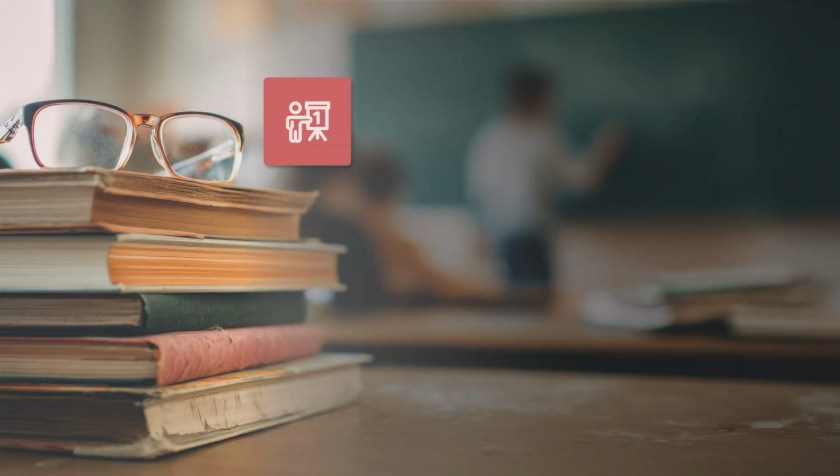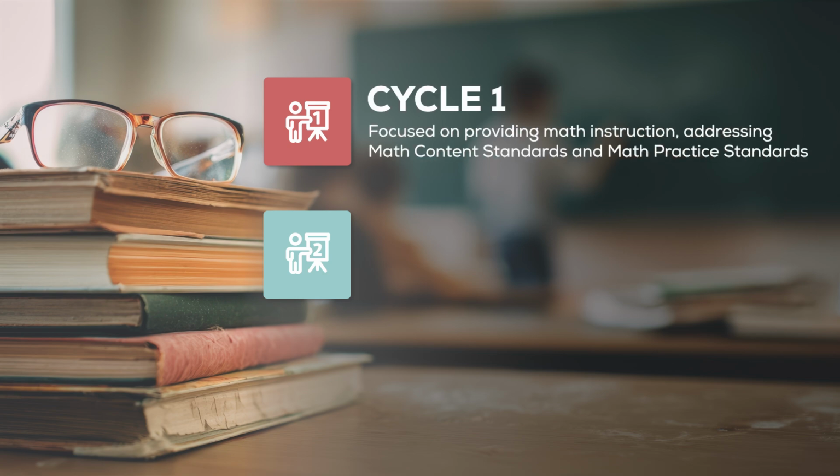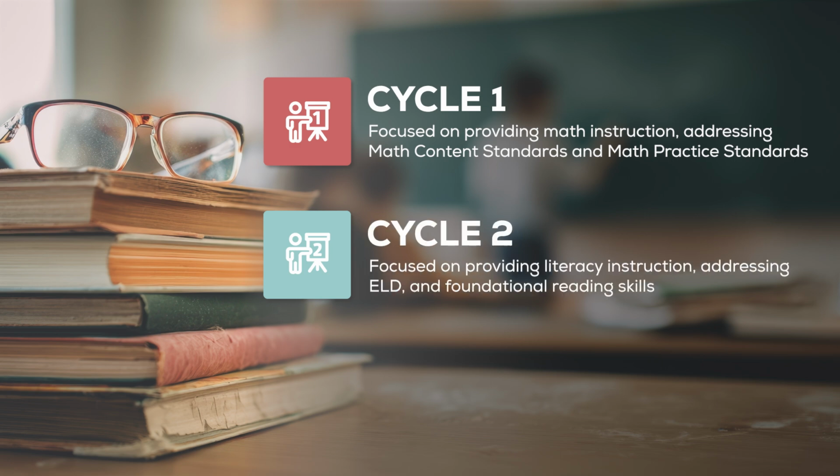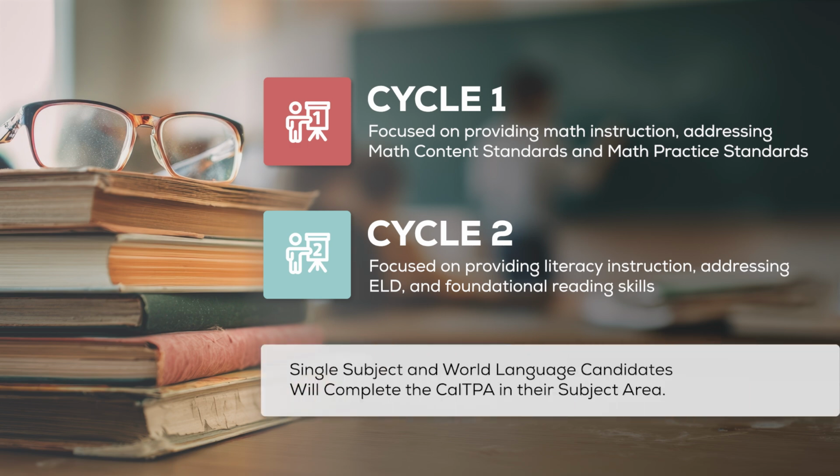The CalTPA is broken up into two parts called instructional cycles. Cycle 1, which for candidates other than single subject and world language is focused on math instruction. And Cycle 2, now known as the Literacy TPA, is focused on literacy, English language development, and foundational reading instruction. And this includes those components that were previously part of the RICA. Single subject and world language candidates will complete their CalTPA in their credential area. And it's important to note, both cycles must be passed before a candidate can be recommended for their preliminary credential.